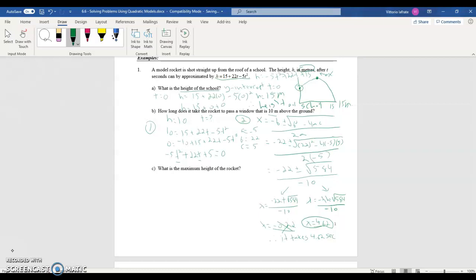So let's finish up question C here. What is the maximum height of the rocket? So here you need to know that when we're asking for maximum height, we're asking for the vertex. And it is a maximum in this case. So there's a few different ways that you can go about doing that. You could find your zeros and find your midpoint value.